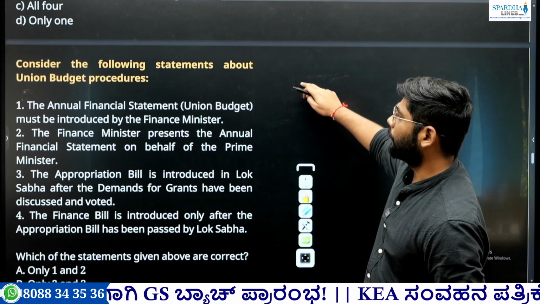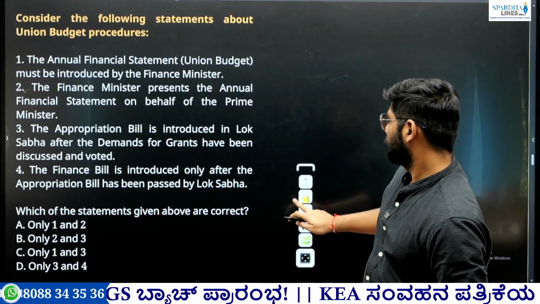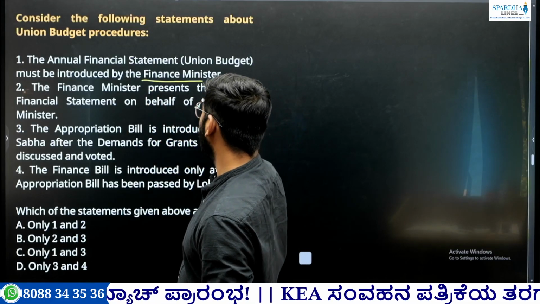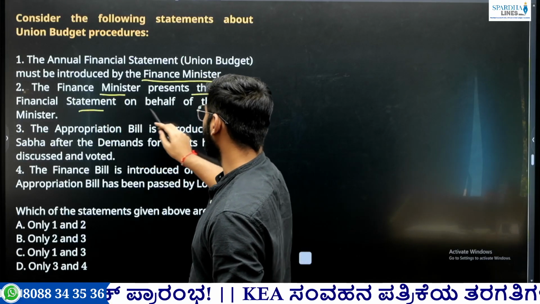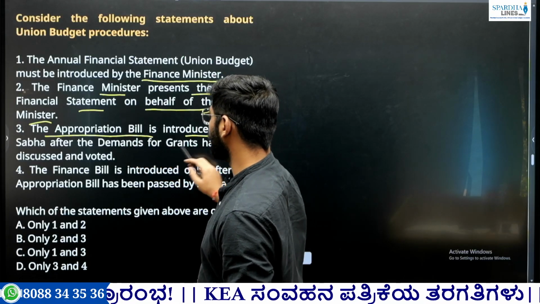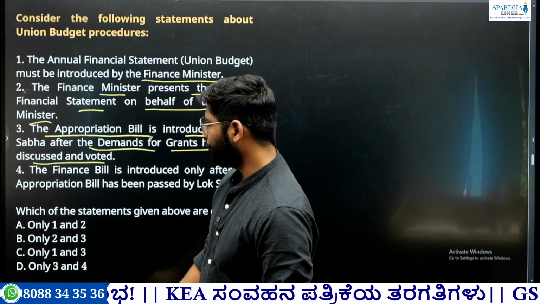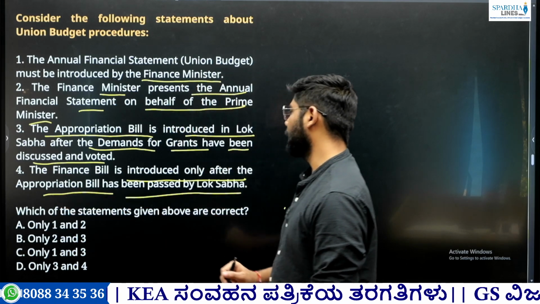Consider following statements about the Union budget procedure. It is asking now the procedure. So first statement says that the annual financial statement must be introduced by the finance minister. Then the finance minister presents the annual financial statement on behalf of the prime minister. The appropriation bill is introduced in Lok Sabha after the demands for grant have been discussed and voted. Then finance bill is introduced only after the appropriation bill has been passed by the Lok Sabha.